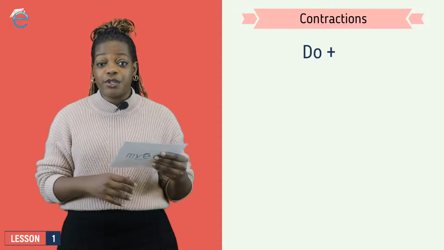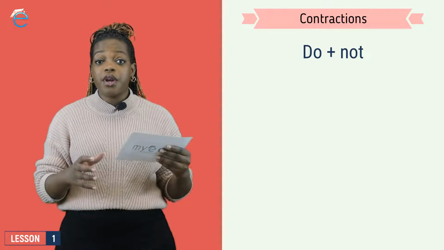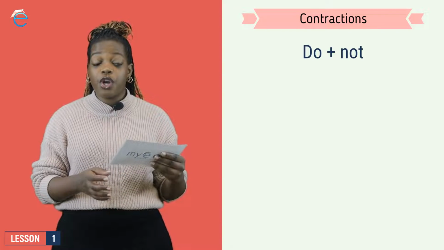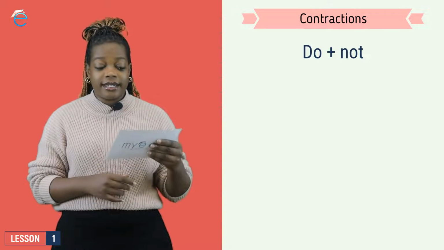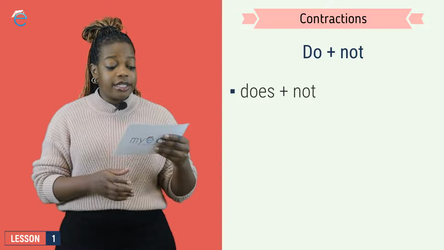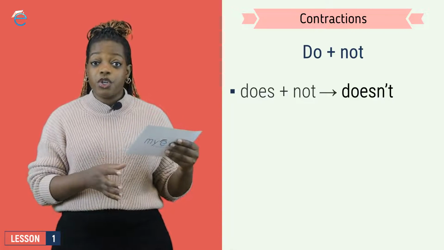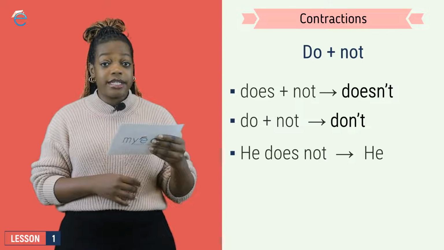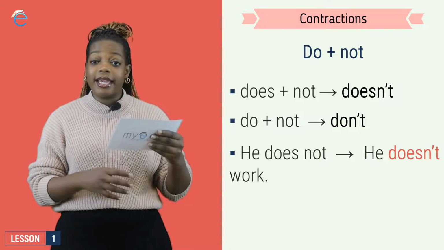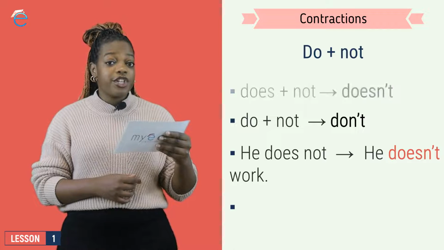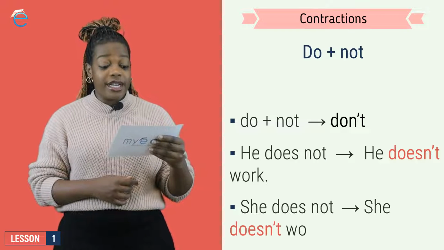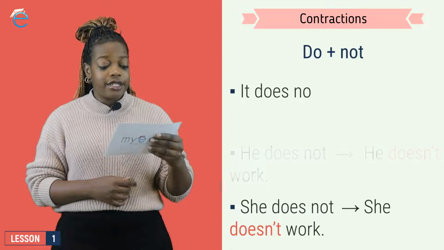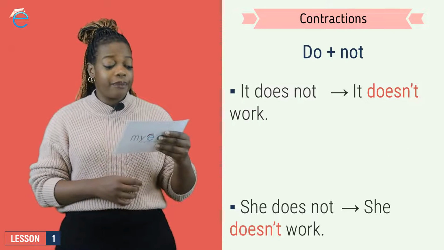The next group we saw was do not. Do not can become don't or doesn't. Does not, doesn't. Do not, don't. He does not, he doesn't work. She does not, she doesn't work. It does not, it doesn't work.